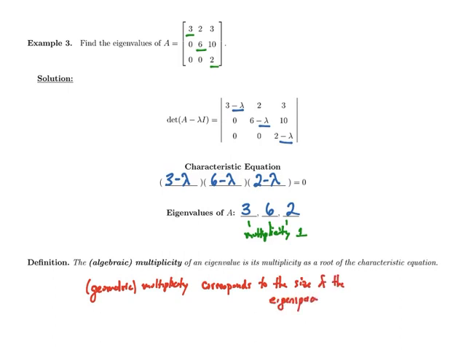I just want to make it clear that there are two multiplicities that we're going to be talking about with eigenvalues. The algebraic multiplicity comes straight from the characteristic equation. The geometric multiplicity is going to be talking about the eigenspace and the eigenvectors of the eigenvalue.